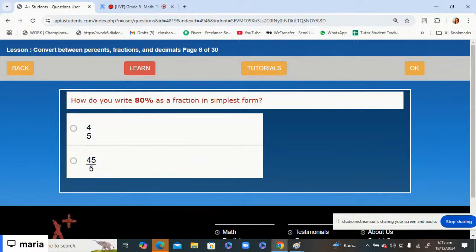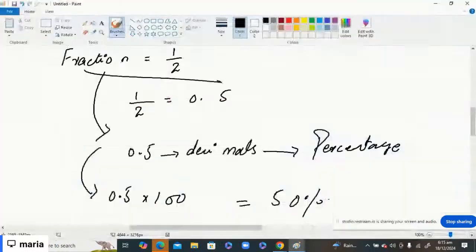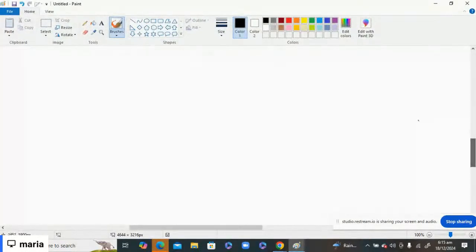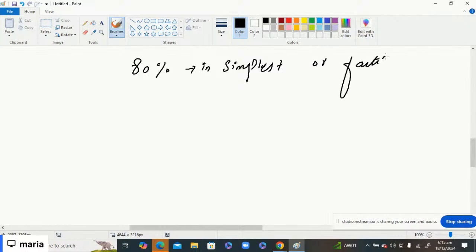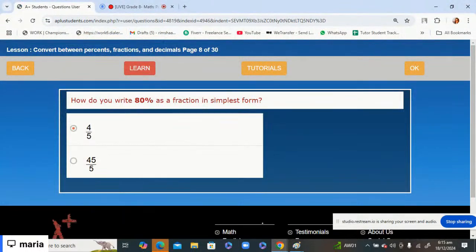This is again the same thing: 80% as a fraction in the simplest form. So 80% in simplest form, the important thing. 80 divided by 100, 0 cancel, 2 times 4 is 8, 2 times 5 is 10. So 4 by 5 is your answer. Check it out, yes, there is 4 by 5.